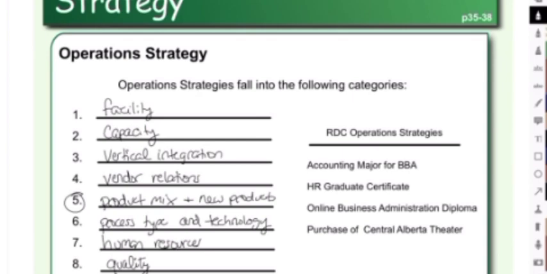When we bought the theater across the street, then we're looking here at capacity. How do we increase the size of the classroom so we can have more students coming in through our program? So companies, whether you offer a good or a service, you're going to come up with operation strategies, and they're going to fall into one of these categories.